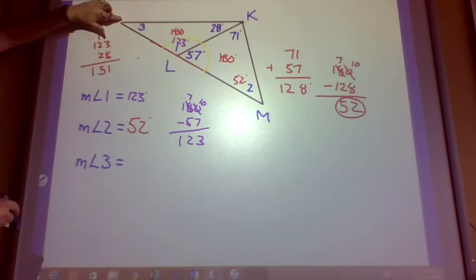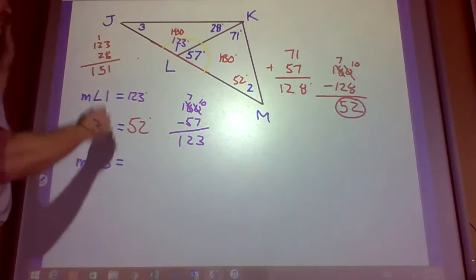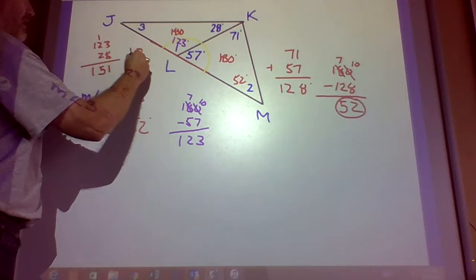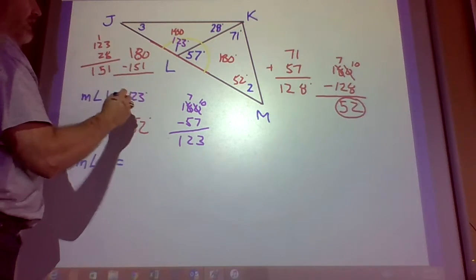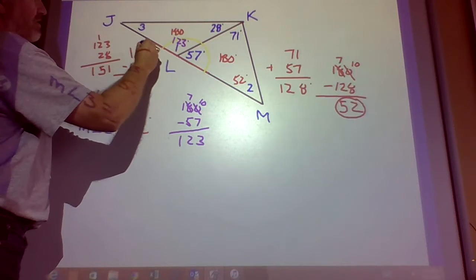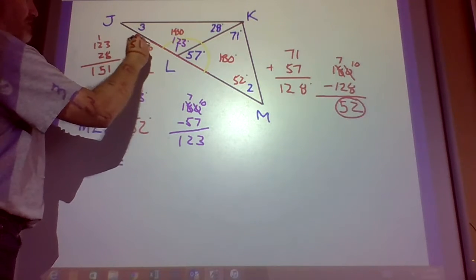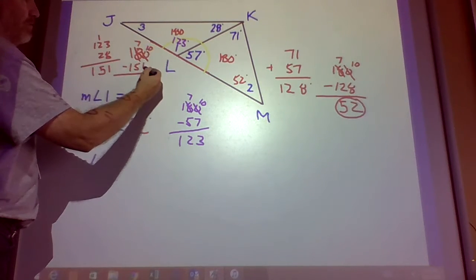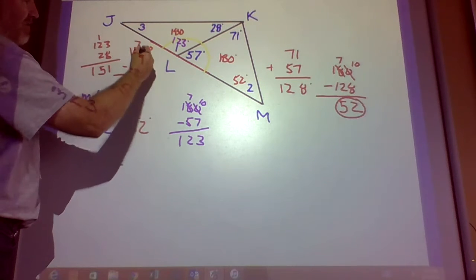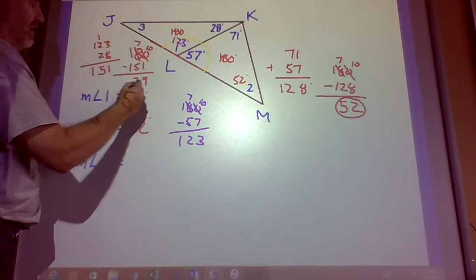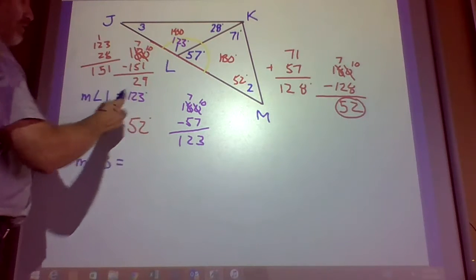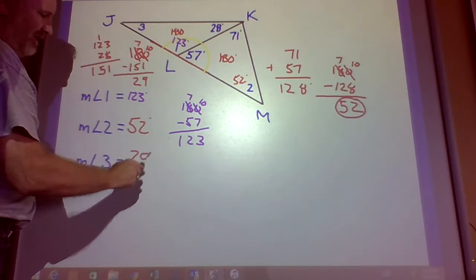So what would 3 have to be to complete that 180? Well, here's what you do. You take your 180 and you subtract off the 151. Again, you need to borrow, so he turns into a 10. That makes the 8 drop to a 7. 10 minus 1 is 9. 7 minus 5 is 2. 1 minus 1 is nothing. So angle 3 is 29 degrees.